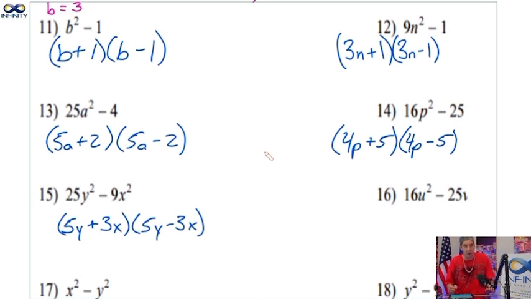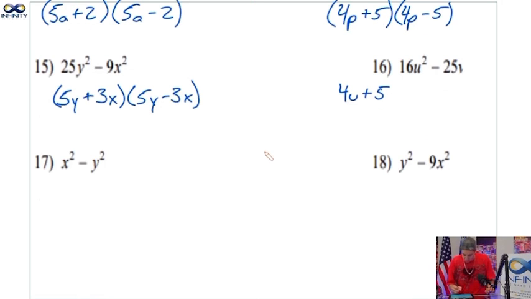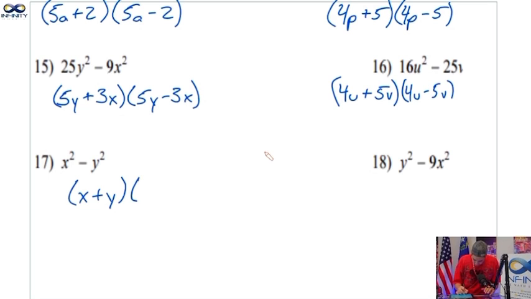All right, we're cruising on home right here, right? 4u plus 5, is that a v squared? Oh, I don't even have it. We'll assume that's a v squared. Plus v, and 4u minus 5v. And finally, the last two problems. This one, x squared minus y squared, is just like our marquee example, our definition. (x plus y)(x minus y). And finally, it's going to be (y plus 3x)(y minus 3x).